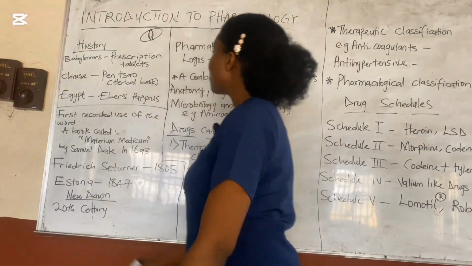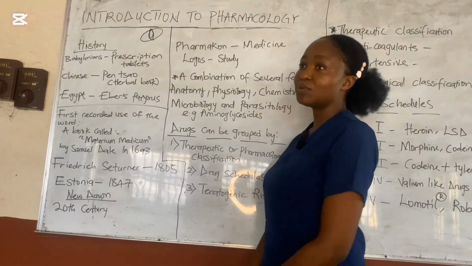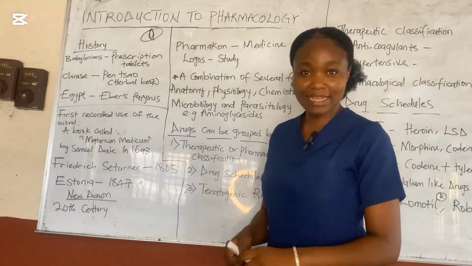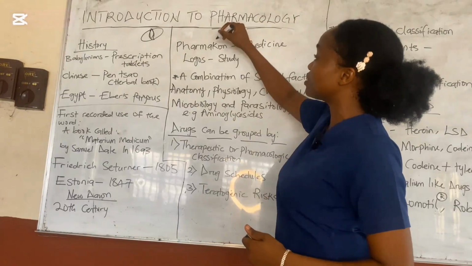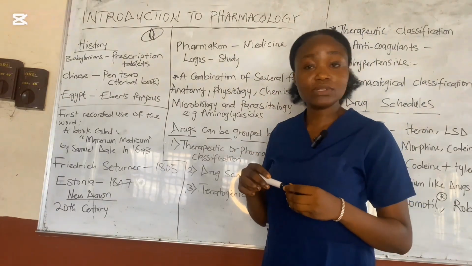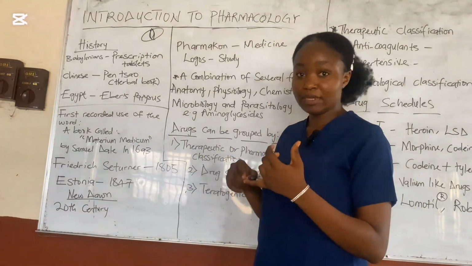So it's been quite difficult to talk about pharmacology without identifying what exactly pharmacology means. Pharmacology comes from two words. The first word is pharmacon and the second word is logos, which is literally the study of medicine.